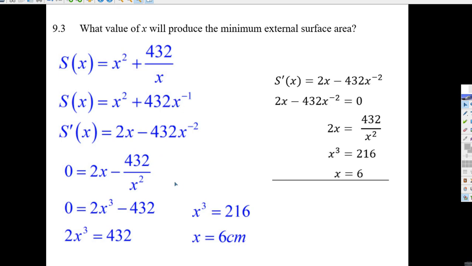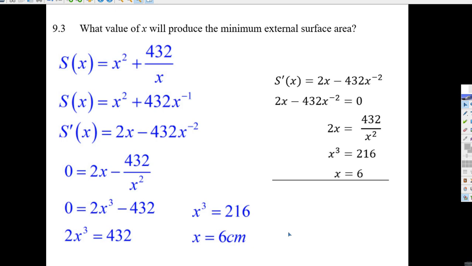And now, it's time to take this x to the minus 2 and make it x squared. Why? Because I'm going to multiply everything by x squared. It's going to cancel and give me 432. 2x times x squared is 2x cubed. Then I'm going to add 432 to both sides. I've got 2x cubed equals 432. Then I'm going to divide by 2 and get x cubed equals 216. I want to find out what x is to get my answer, so I take the cube root of x cubed, which is x, and the cube root of 216 gives me this nice number of 6 centimeters.